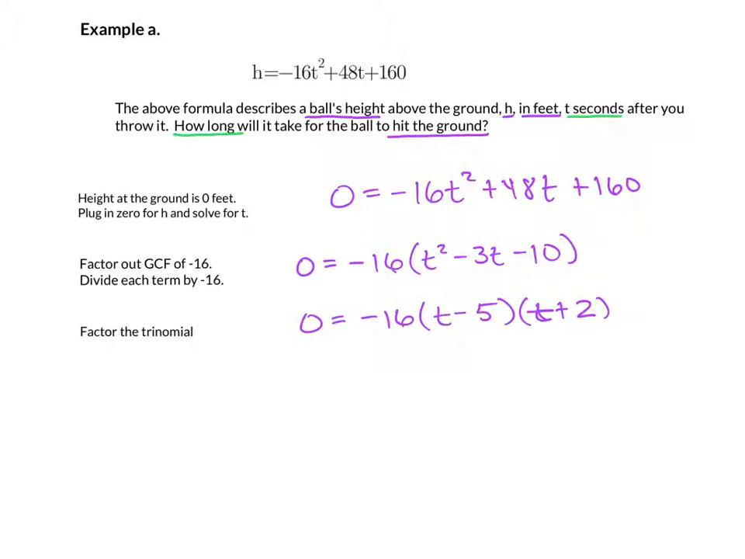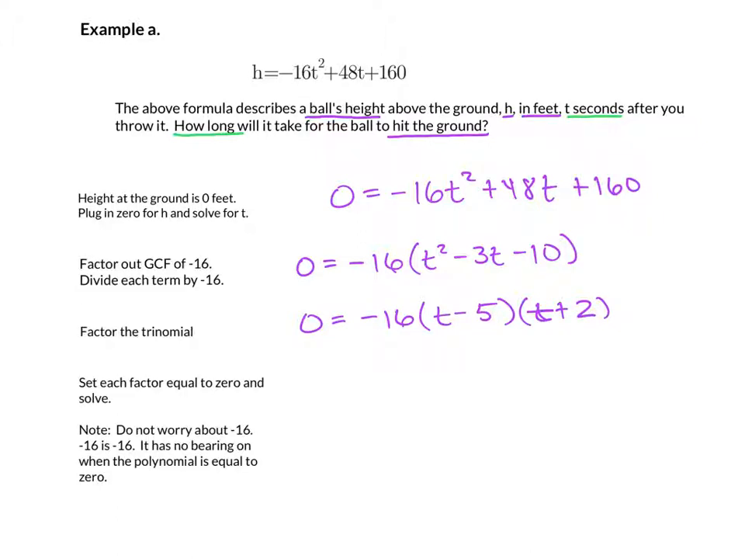One thing to note, negative 16, do we need to worry about it? No, because negative 16 is just negative 16. All we really care about are variables. So we're going to set t minus 5 equal to 0. We can add 5 to both sides. We get t equals 5. And the other one, we can subtract 2 from both sides, and we get t equals negative 2.